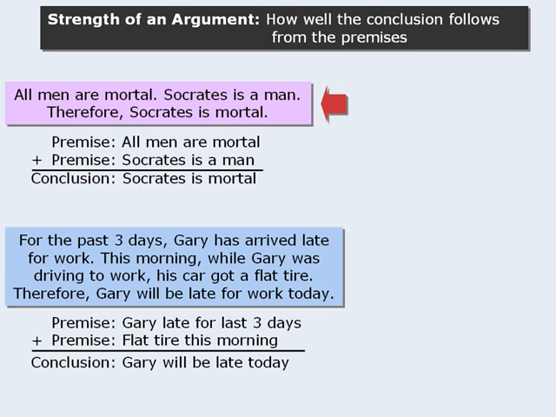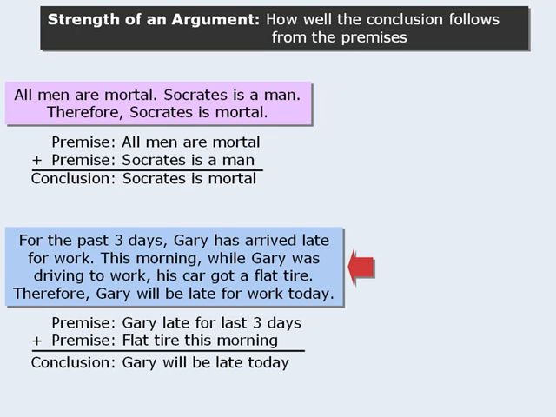So in the first argument, if we accept that the first 2 premises are true, how well does the conclusion follow from these premises? Well, if it's true that all men are mortal and Socrates is a man, then it follows 100% that Socrates must be mortal. In this instance, the argument is as strong as any argument can possibly be. Now consider the second argument.